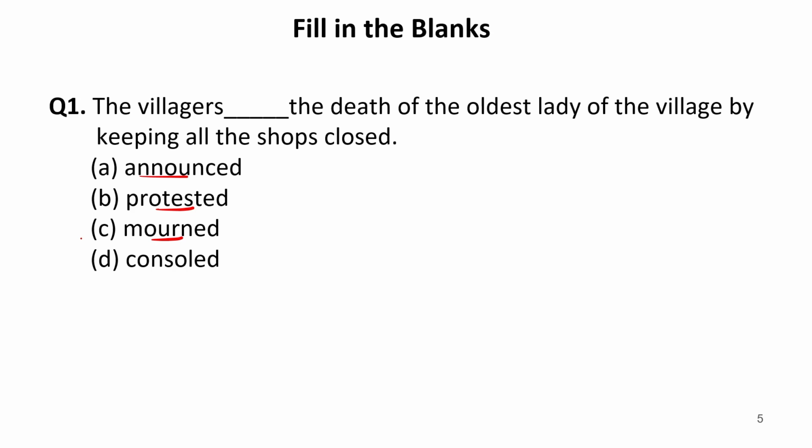Now mourned is just to show the grief, how sad they are. It means C is the correct answer. So our answer should be C. Now consoled is to sympathize with the members of the family whose person is dead or who have missed their person. So this is mourn. The villagers mourned the death of the oldest lady of the village by keeping all the shops closed. So this will be the correct sentence and this will be the correct answer.